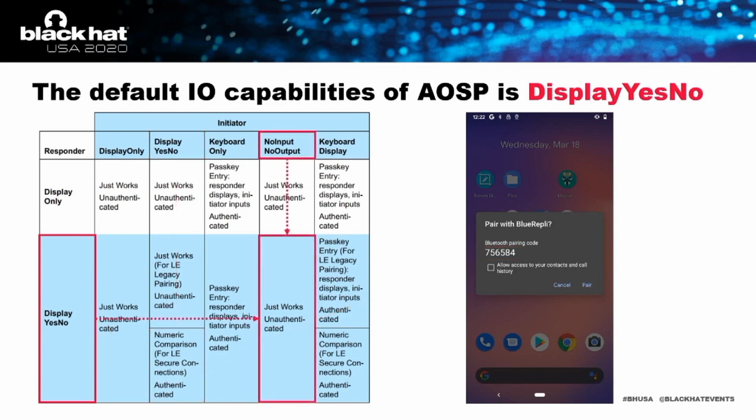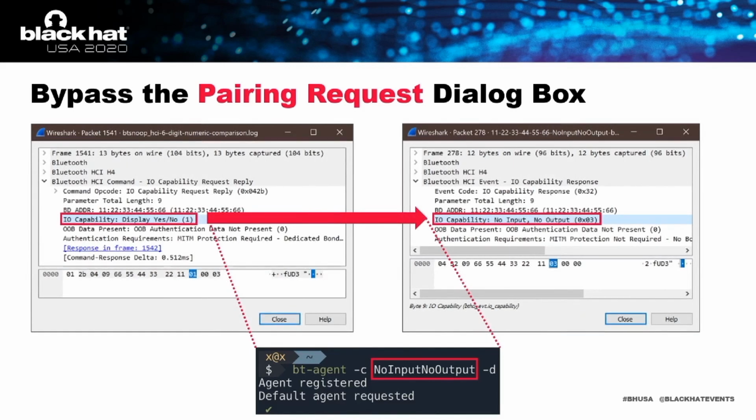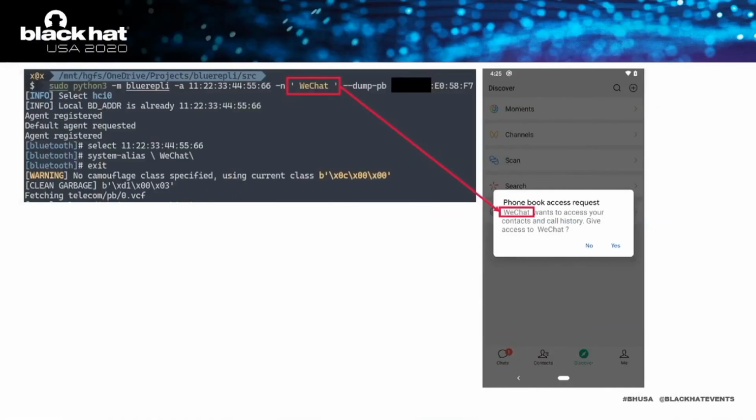What if we use JustWorks? In order to use JustWorks, we need to disguise our I/O capabilities as NoInputNoOutput. This can be achieved using BT agent. On the traffic side, the transition from DisplayYesNo to NoInputNoOutput can be seen directly using Wireshark, like this. Then you'll find the pairing request dialog just disappears.